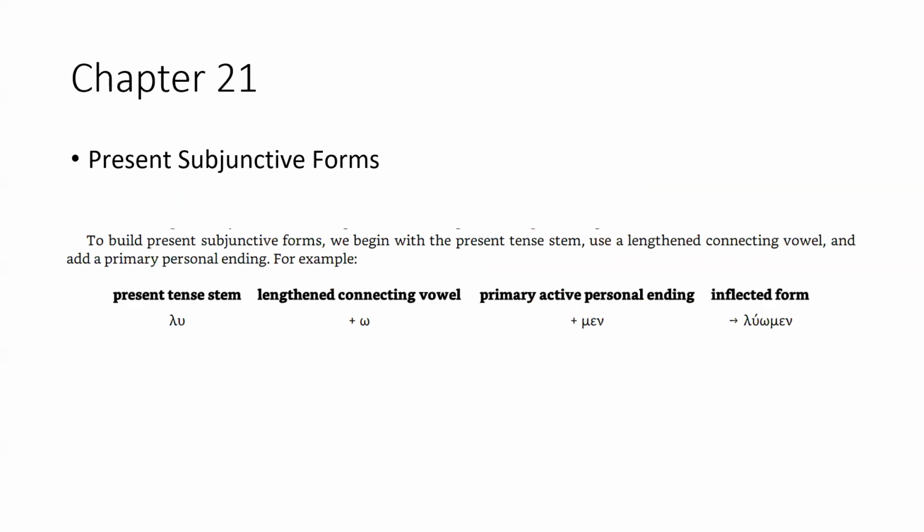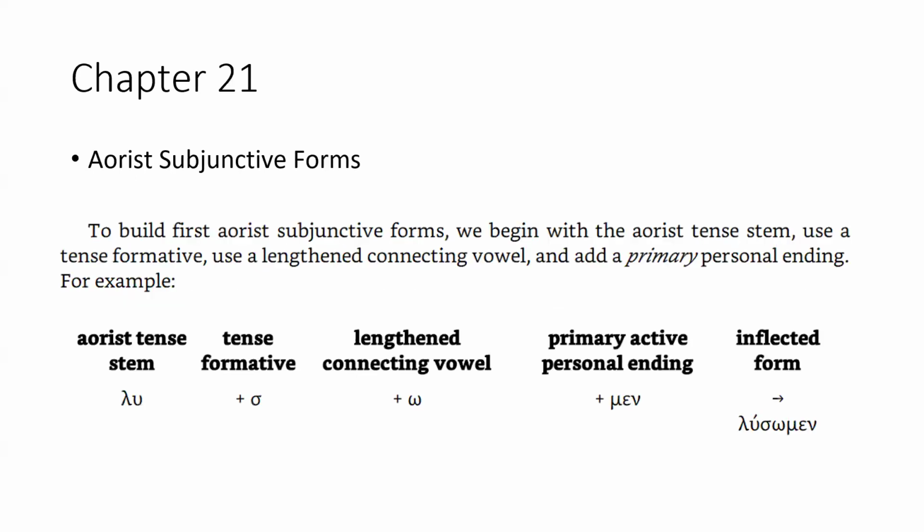So, present subjunctive forms. To build present subjunctive forms, we begin with the present tense stem, use a lengthened connecting vowel, and add a primary personal ending. So we've got primary tense stem lu, lengthened connecting vowel omega, primary active personal ending men, and the inflected form becomes luomen.